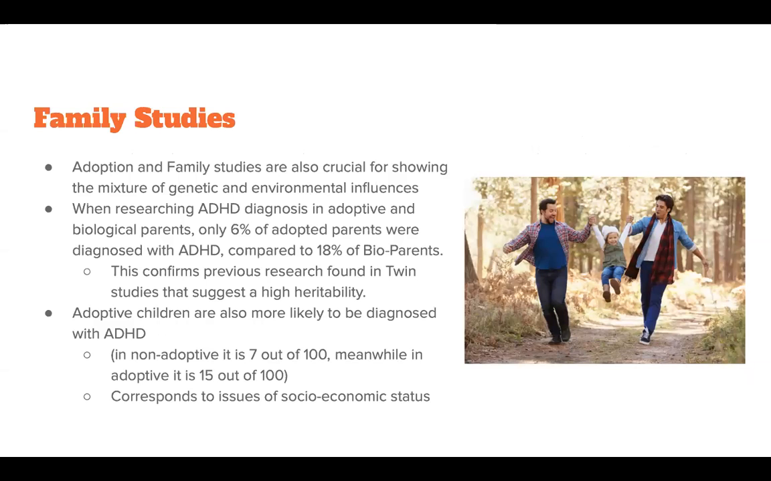Family studies have also been a crucial form of research for ADHD, as they allow for genes and the environment to be teased apart, as we have learned in previous classes. By doing these types of studies, especially through adoption, it can be easier to pinpoint specific factors that are influencing the occurrence of ADHD. Family studies confirm much of what has been found in twin studies, that ADHD is highly heritable. This can be seen when looking at adoption specifically, as the likelihood a child has ADHD increases if their biological parent also has the disorder.